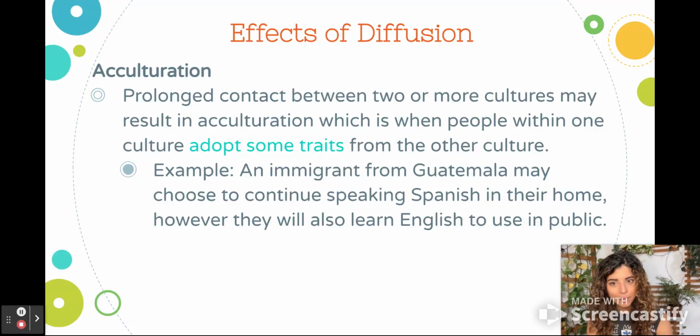So one example, an immigrant from Guatemala may choose to continue speaking Spanish in their home. However, they will also learn English to use in public, right? So again, adopting some traits while still maintaining some of their own original traits.